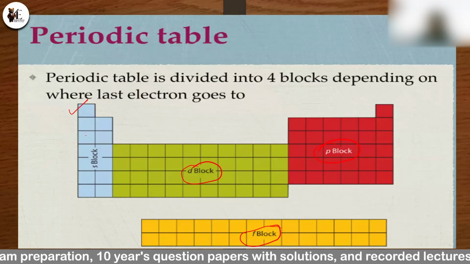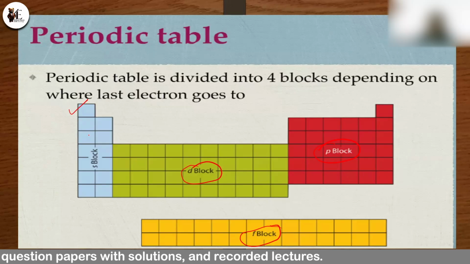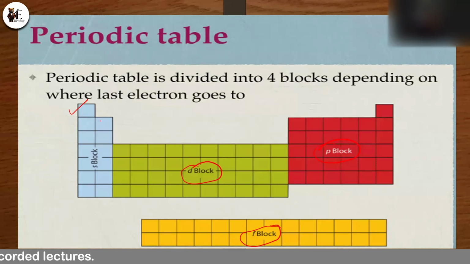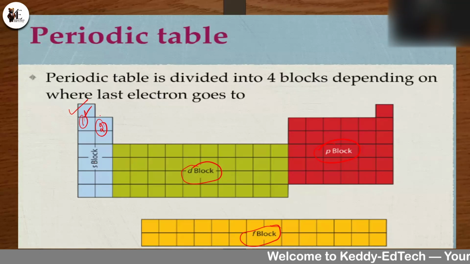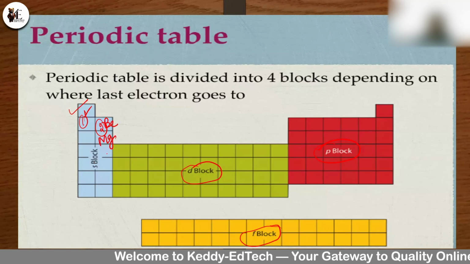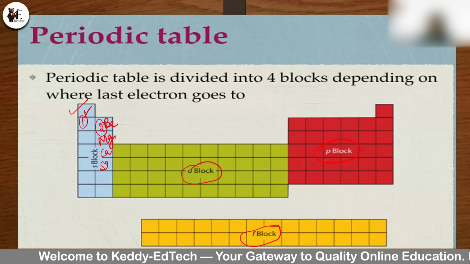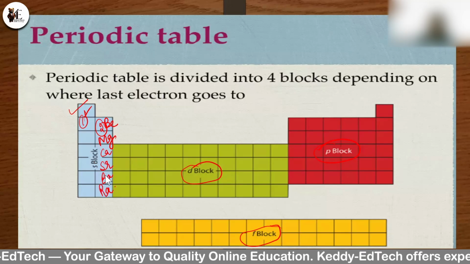Can you tell me? Where are the alkaline earth metals, that is group 2, located in the periodic table? In the s block. This one or this one or this one? The second one. Yes. So here we have beryllium, then magnesium, then calcium, strontium, barium, and then we have radium.